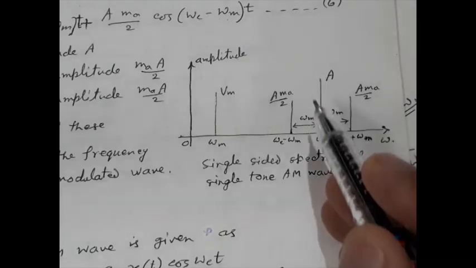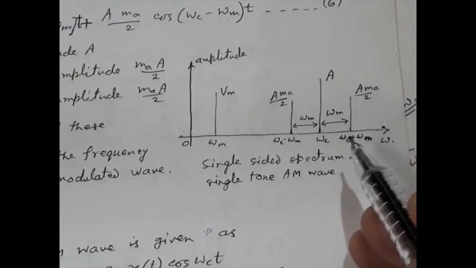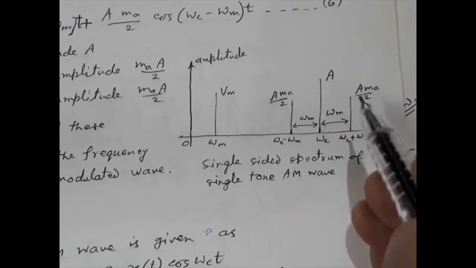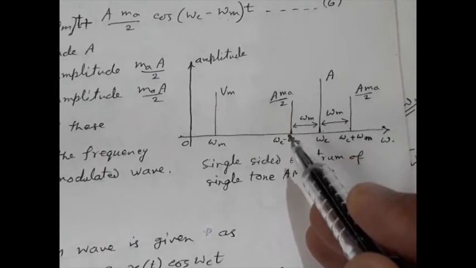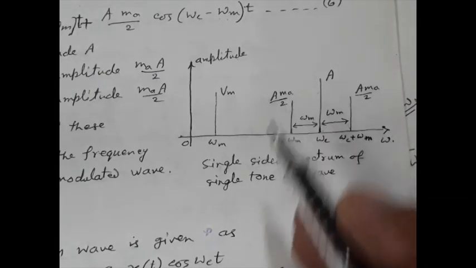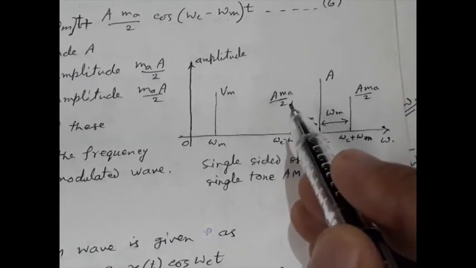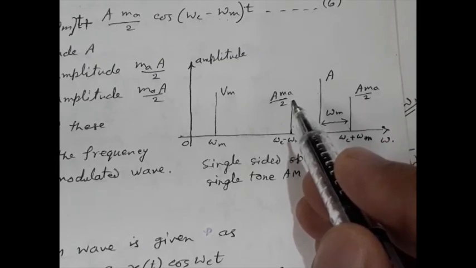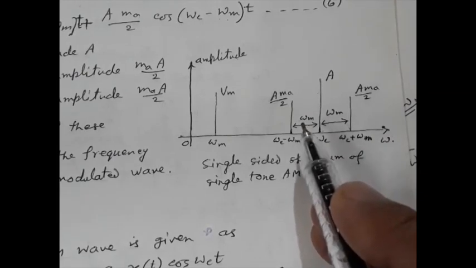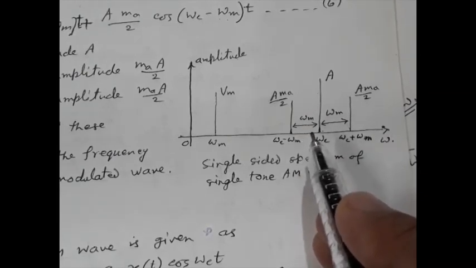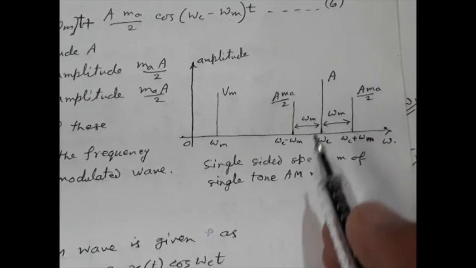This one is for the carrier. This component is carrying the information and its frequency is higher than omega c, the carrier frequency. So this spike is nothing but the upper sideband, and this one is the lower sideband. Upper sideband amplitude is A ma by 2, lower sideband amplitude is same as that of the upper sideband, A ma by 2. That means upper sideband and lower sideband are actually carrying the same information, and for AM we used to transmit both upper sideband and lower sideband, though they are carrying the same information.